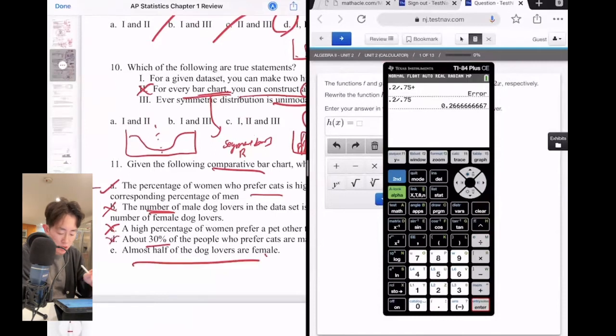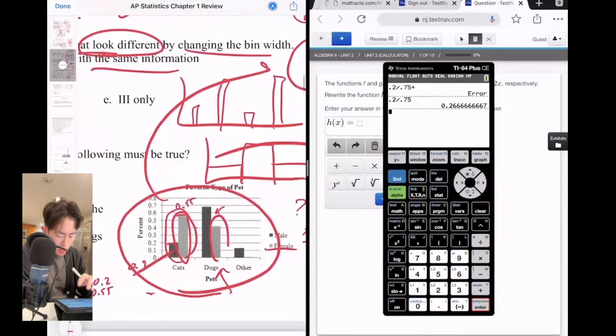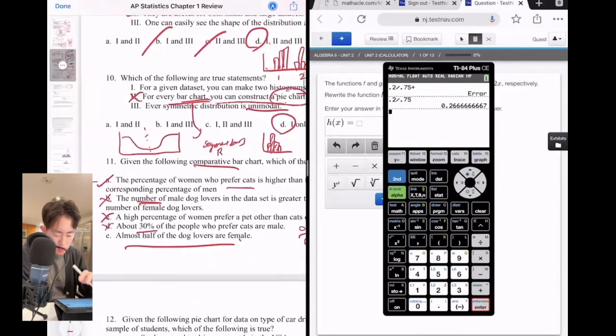About almost half of the dog lovers are female. More than half, right? I mean, because wait, female actually is less. There are more male dog lovers here. So yes, it's definitely got to be A for 11.